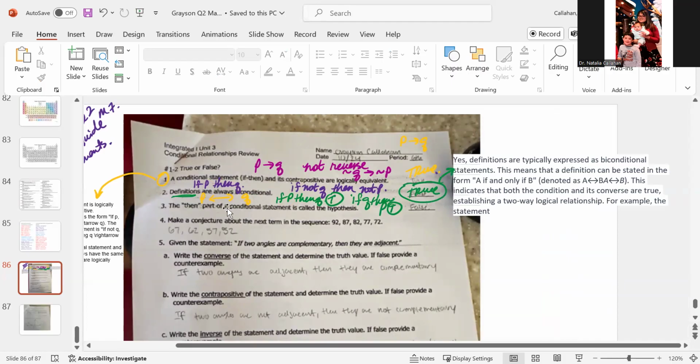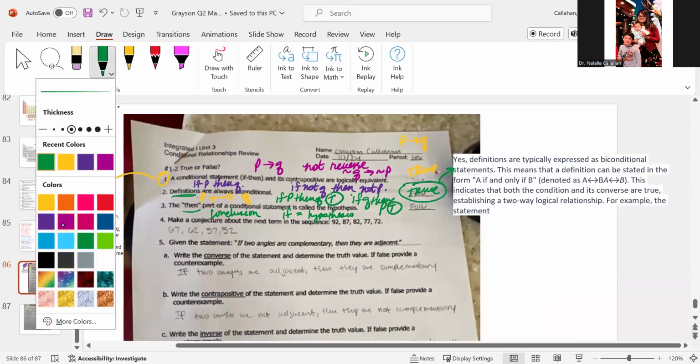The then part of a conditional statement is called a hypothesis. That's a conclusion, isn't it? Yeah. So the then part is actually the conclusion, and the if part is the hypothesis. Make sure you write that down so that you know.